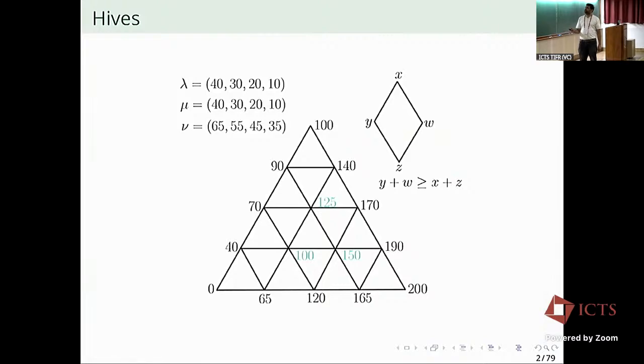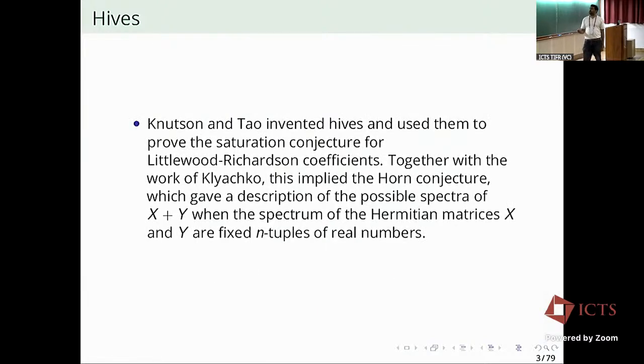These were introduced by Knutson and Tao to prove the saturation conjecture for Littlewood-Richardson coefficients. So together with the work of Klyachko, this implied the Horn conjecture, which gave a description of the possible spectra of x plus y, where x and y are Hermitian matrices of given spectra.